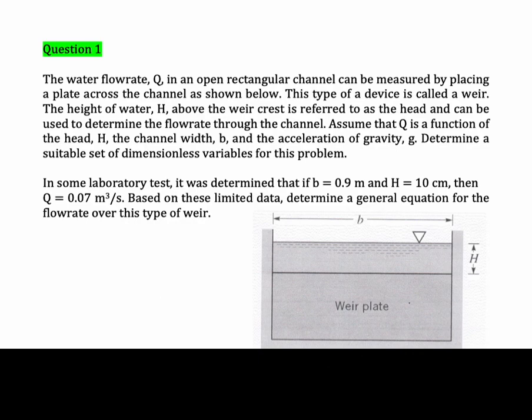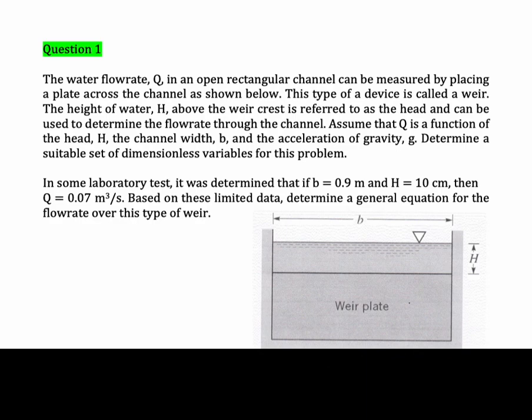Question number 1. The water flow rate Q in an open rectangular channel can be measured by placing a plate across the channel as shown below. This type of device is called a weir. The height of water H above the weir crest is referred to as the head and can be used to determine the flow rate through the channel. Assume that Q is a function of the head H, the channel width B, and the acceleration of gravity G. Determine a suitable set of dimensionless variables for this problem.